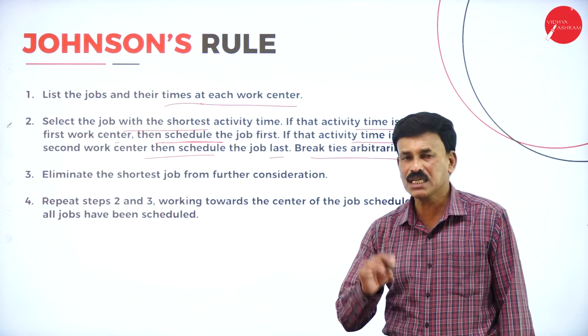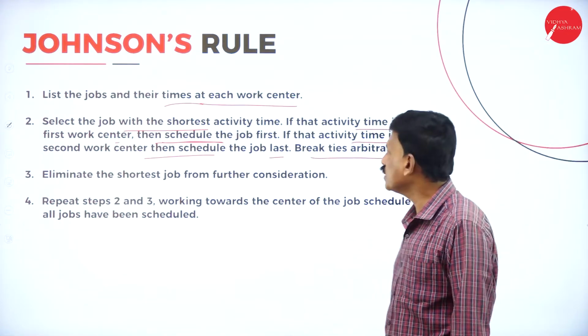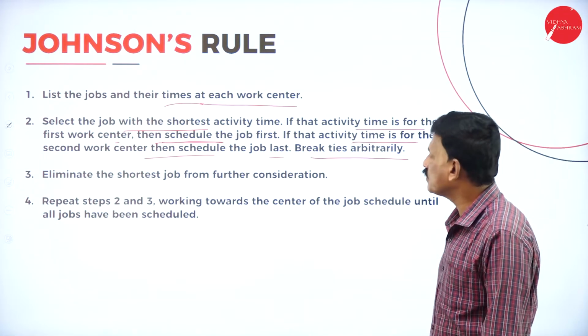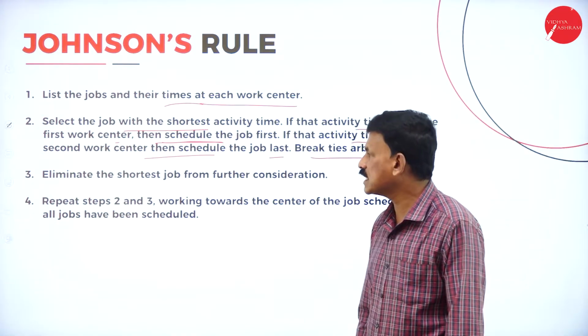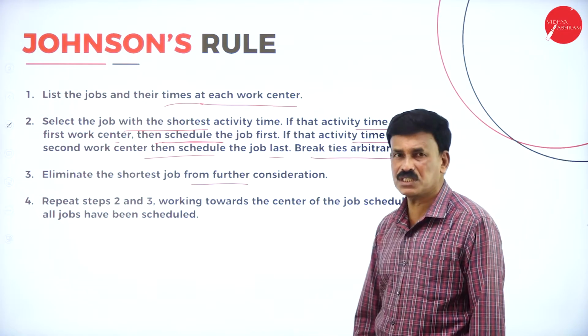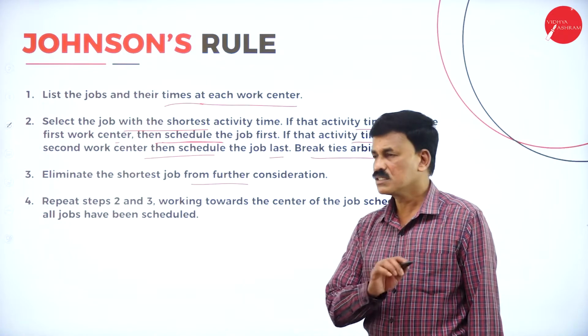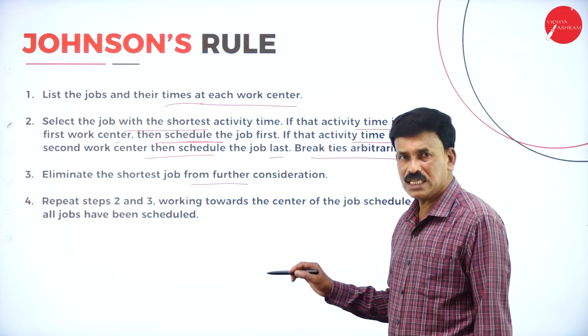Okay. Now just select the minimum value and assign it to the schedule. If it is for the first, we assign it to the first. If it is for the second, we assign it to the second work center. Eliminate the shortest job from further consideration. So we have to eliminate that.